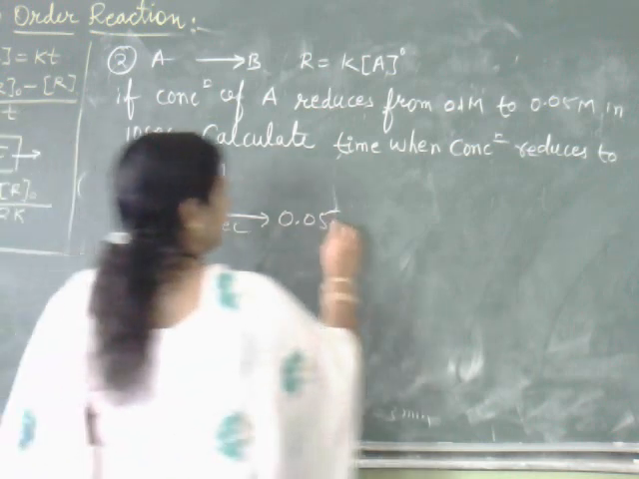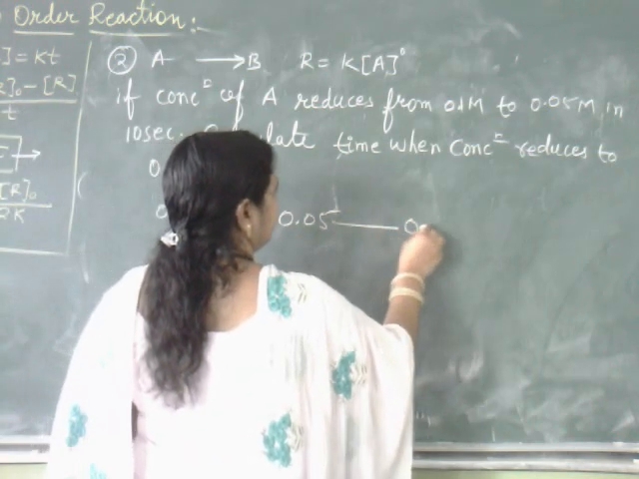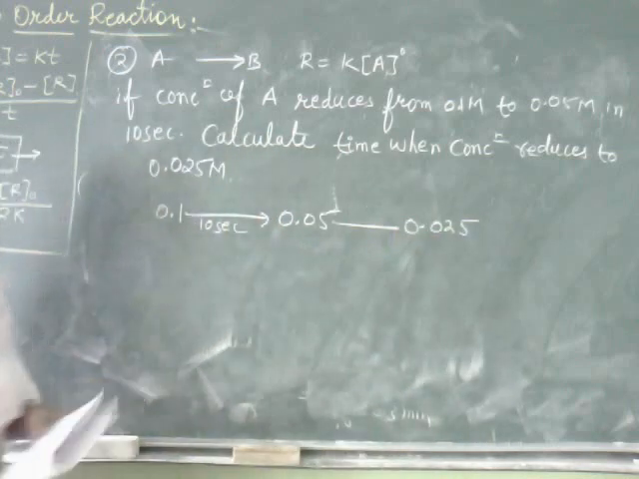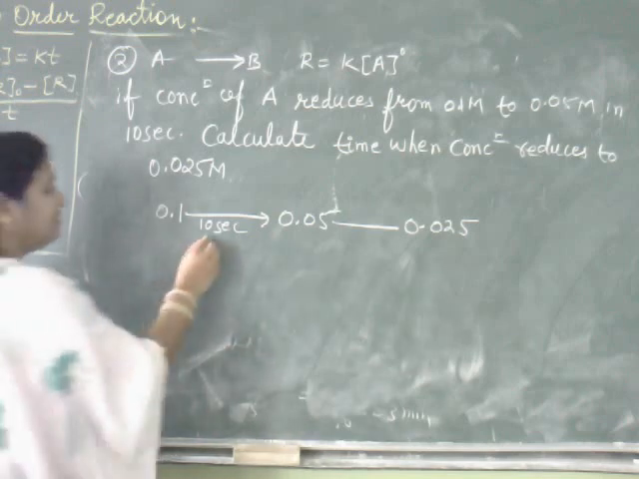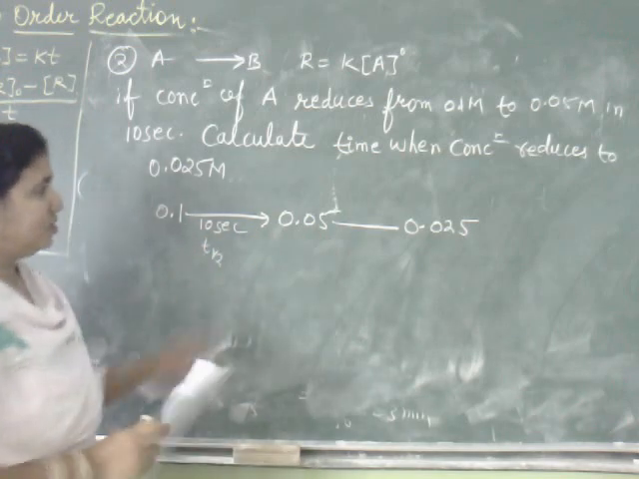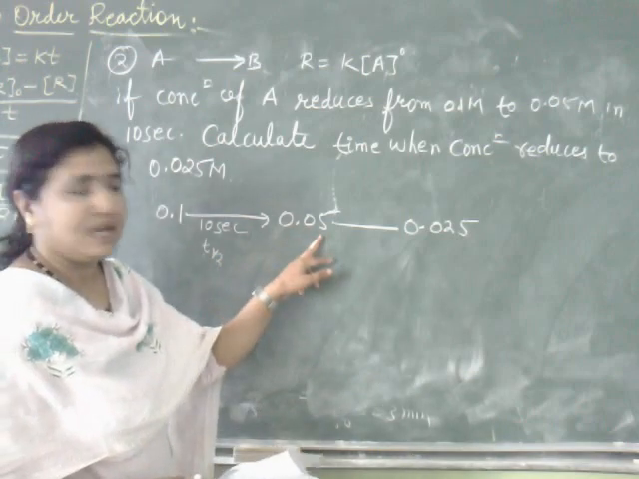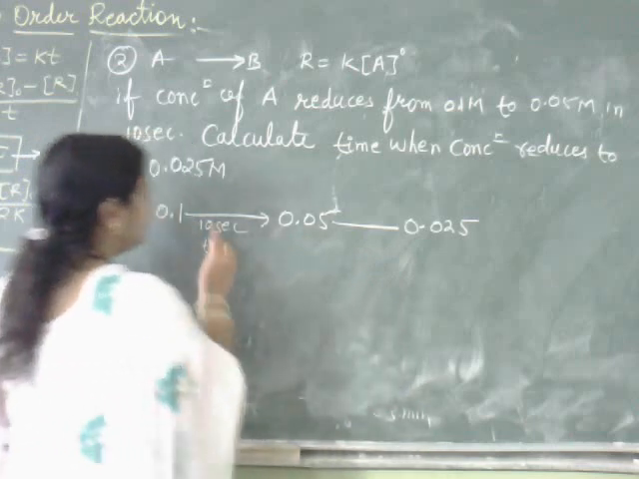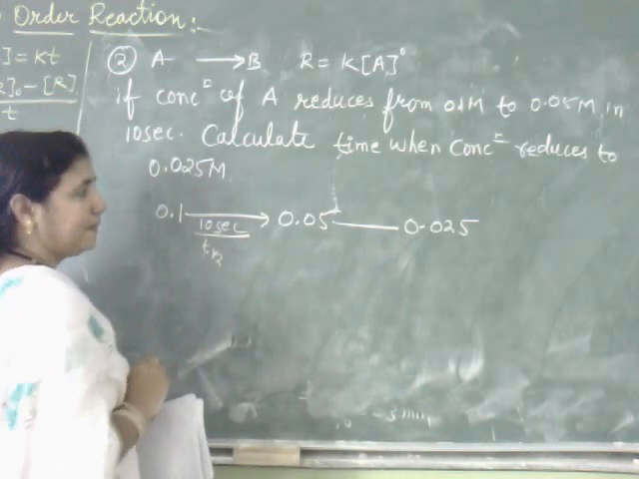Next, here it is again 0.05 to 0.025. Again half is given. This is given as T half, 10 seconds. It reduces how much? 0.05 here, again it reduces by half, in 10 seconds.